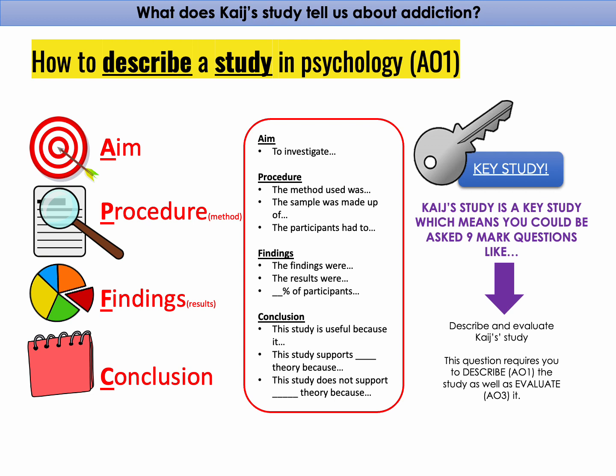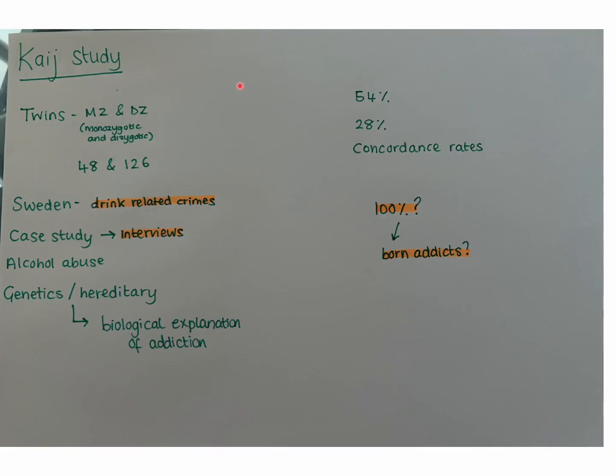On the screen are some sentence starters and some prompts for you to remember, and also a reminder that any key study or key theory could be asked as a 9-mark question, along the lines of describe and evaluate Kaij's study. So if you are watching this video in order to revise the Kaij key study, I will refer you to my little revision technique, which is to jot down key elements, key numbers, key figures or key terms to do with the key study, highlight anything that you think you could apply as AO3, and constantly test yourself just using those prompts like you can see on the screen.